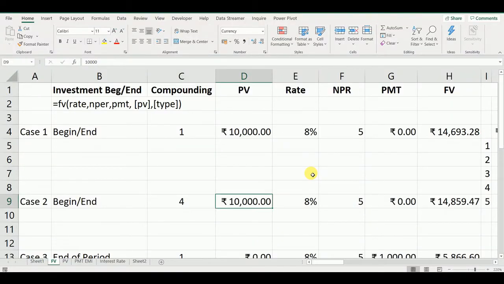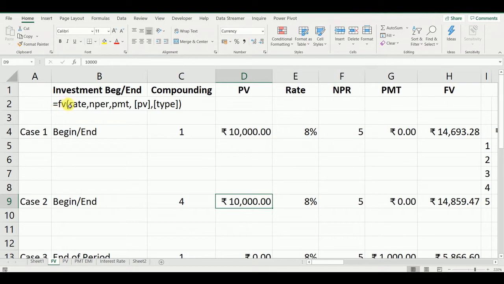So, our first formula is FV. FV stands for future value. FV formula is useful for getting the future value or compounded value of any sum invested today or in a periodical manner, like recurring deposit.